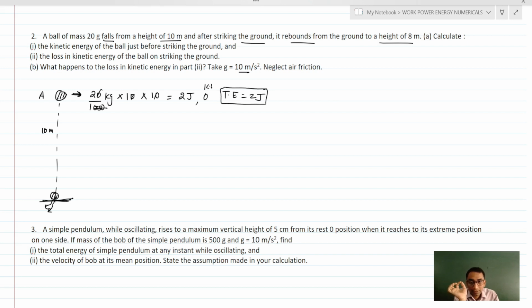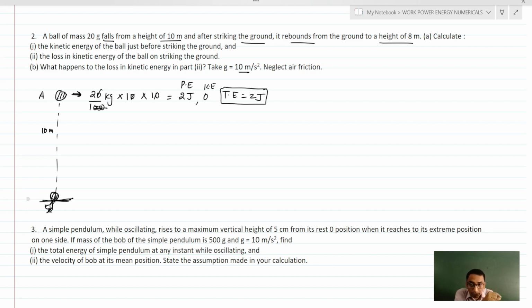This is kinetic energy, which is 0, and this is the potential energy, right? Now when the ball strikes the ground, it should have a total of 2 joules of energy, but due to the collision it will lose some amount of energy.